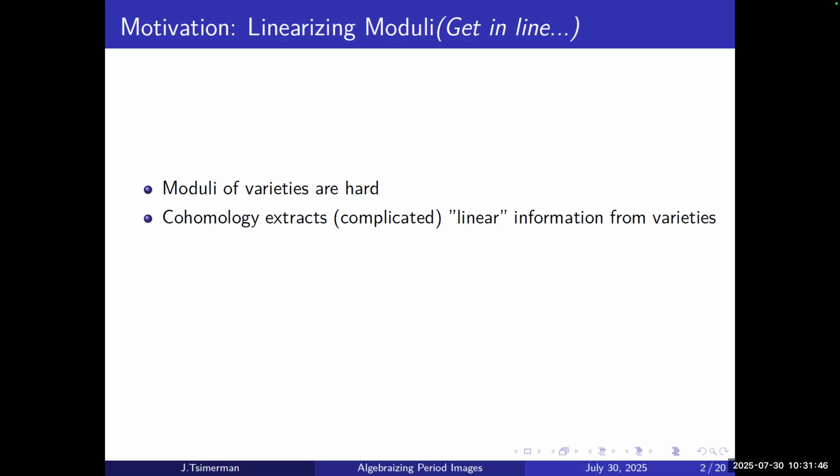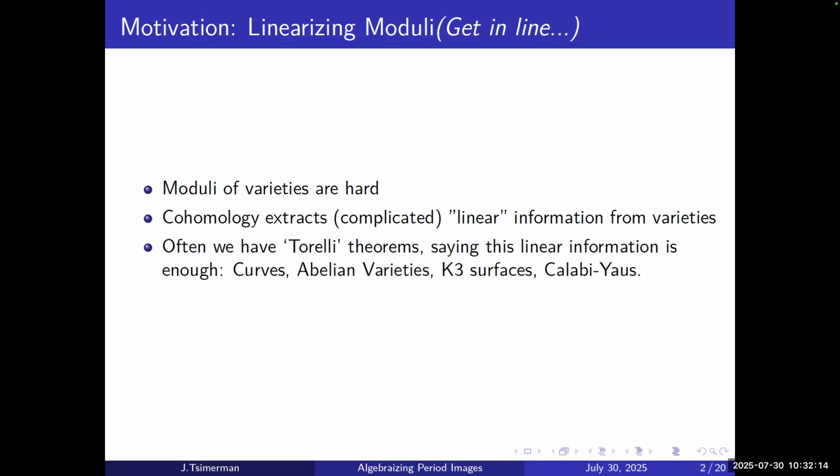So what is the motivation? The motivation basically is we want to say something about moduli spaces, but moduli spaces are hard. I don't study them, so I don't know exactly how hard they are, but people who study them assure me they are hard. And the idea is that we want to extract some kind of information that's more easily manipulable. And we're going to do that using cohomology. It's going to give us sort of these somewhat complicated linear objects with which to study moduli.